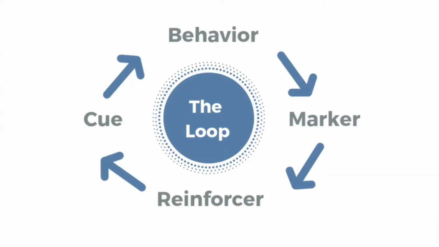Now remember, in our loop of a training session, we have the cue, the behavior, the marker, and the treat. And it is a cycle where the first cycle ends when the second cycle begins. And so today we're going to talk about the behavior and the marker. And so that's half of our loop. Now, the first thing we're going to talk about is the behavior.